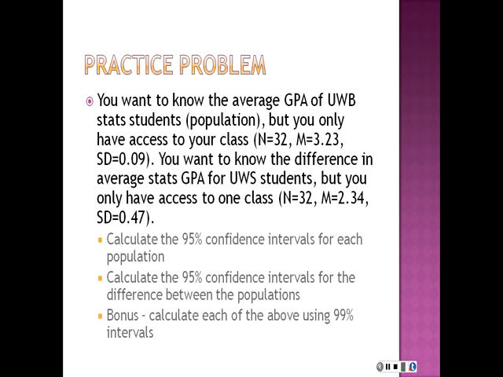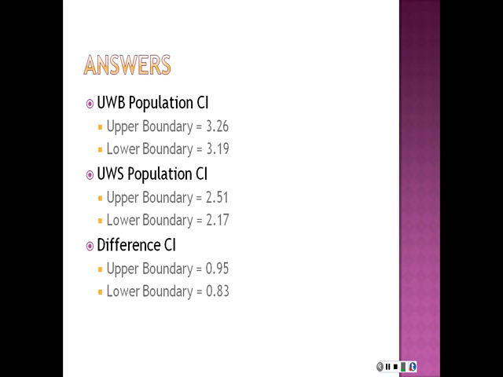And the next slide gives you the answers to the problem. So what you can do is you can pause the talk now and use this for your data and start plugging away. And then the next slide, this here, will give you the answers. So UW population, the upper boundary is going to be 3.26. Lower boundary is going to be 3.19. And note that your sample mean should fall within this. If it doesn't, then the calculation is going to be incorrect. Your mean should fall right within this boundary, right, for the sample, because we're using that to estimate the population.